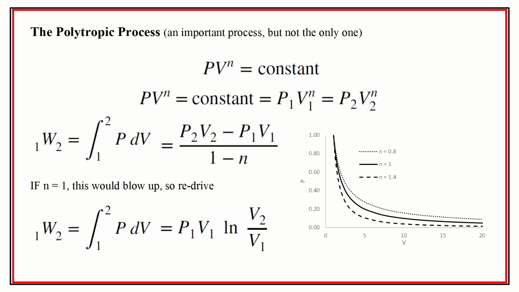Continuing on with class number 8, we just described some of section 3.4, where we had work done on a moving boundary in a simple compressible system. Inside there, they introduced the polytropic process, which is an important process, but it's not the only one. I want to take a slight detour from what I had put together.